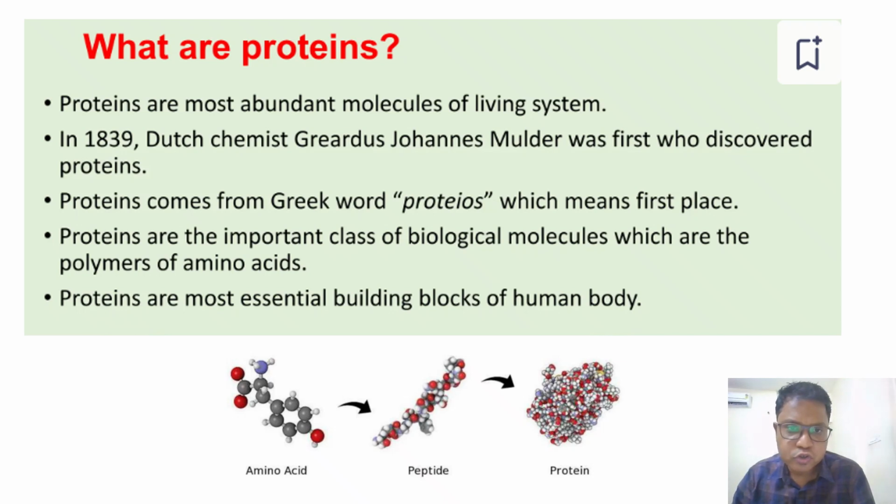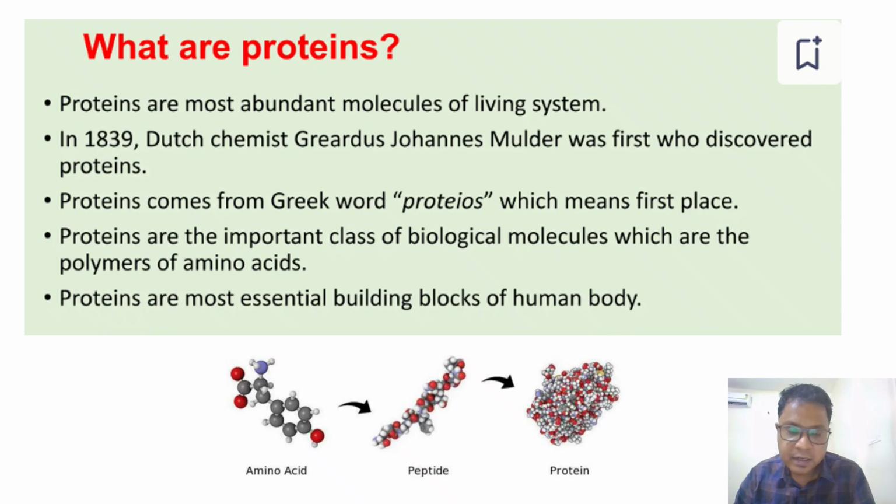Proteins are the most abundant molecules of living systems. We know that in our human body or in animal body, the majority of the components are protein. In 1939, Dutch chemist Gerardus Johannes Mulder was the first to discover protein. Protein comes from the Greek word proteos, which means the first place. Proteins are an important class of biological molecules which are polymers of amino acids. Proteins are the most essential building blocks of the human body.